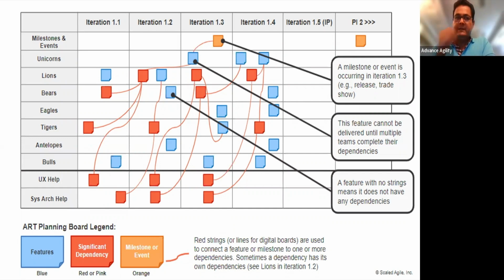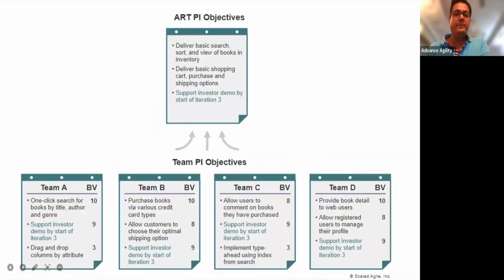So in a planning increment, which is a duration of 4 to 6 iterations, let's say 5 iterations, on the top, you have iteration 1.1 to 1.5. And on the left, we have all the teams who are participating in the planning increment. Okay. On this program board, we have features, significant dependencies, and milestones. So this is one of the outputs of PI planning. Another output of PI planning are team PI objectives. So every team will come up with team PI objectives.